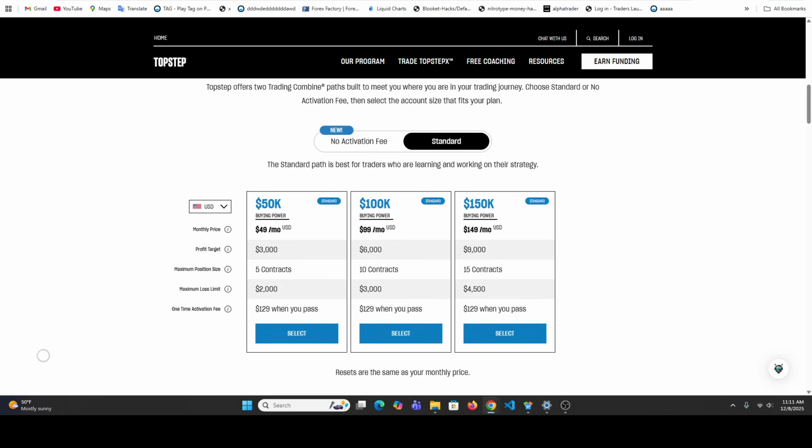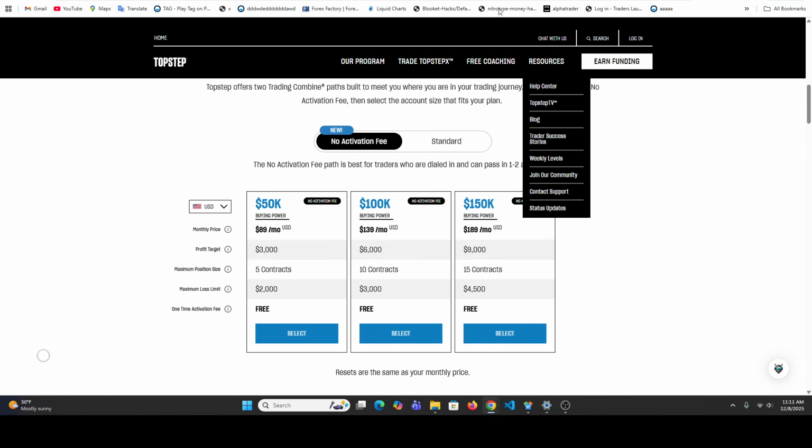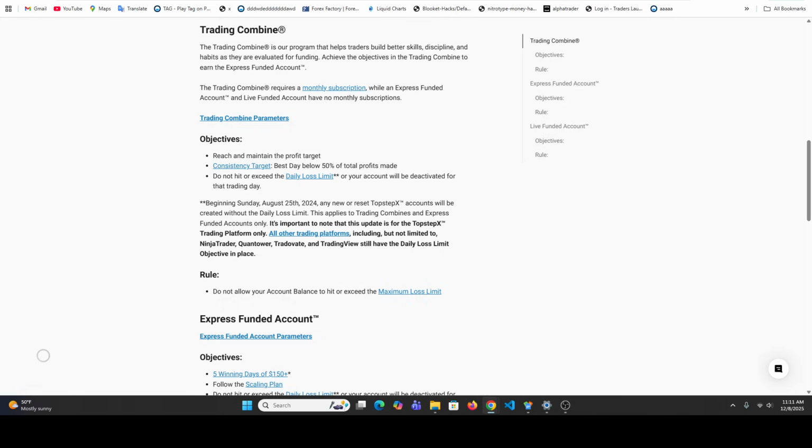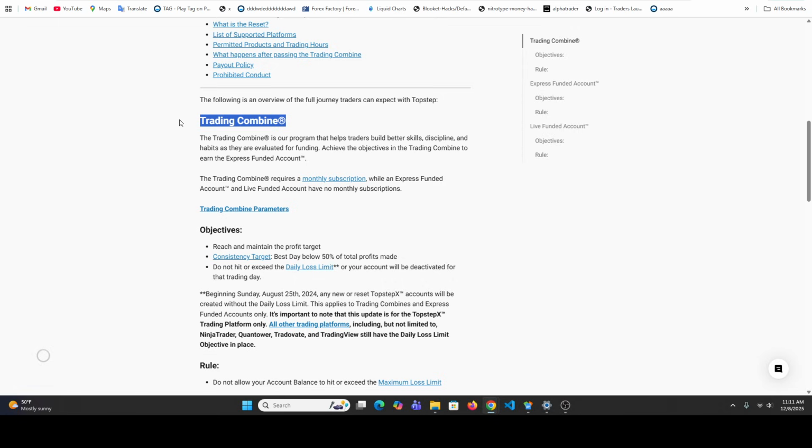The profit targets, the maximum position sizing in the evaluation, and the maximum loss limit, everything stays the same. So let's dive into how this works. So a trading combine is essentially just an evaluation. A combine, evaluation, same thing.